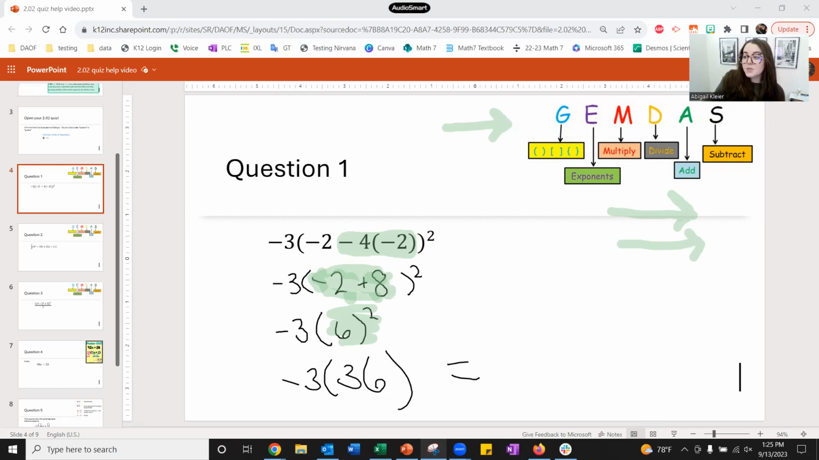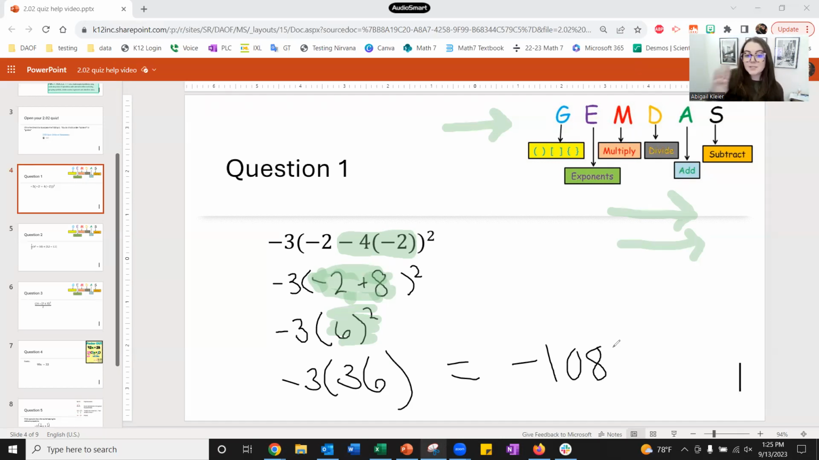My last step is just multiplying here. And again, you can use your calculator. I don't know -3 times 36 off the top of my head. So I'm going to do 36 times -3. And that gives me -108. So again, keep yourself organized.